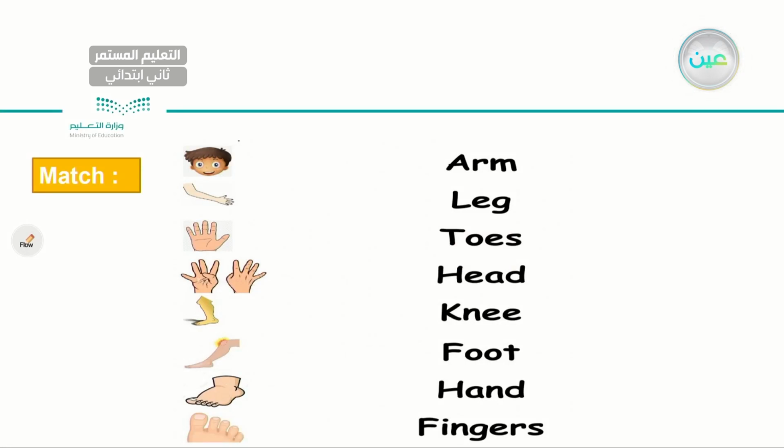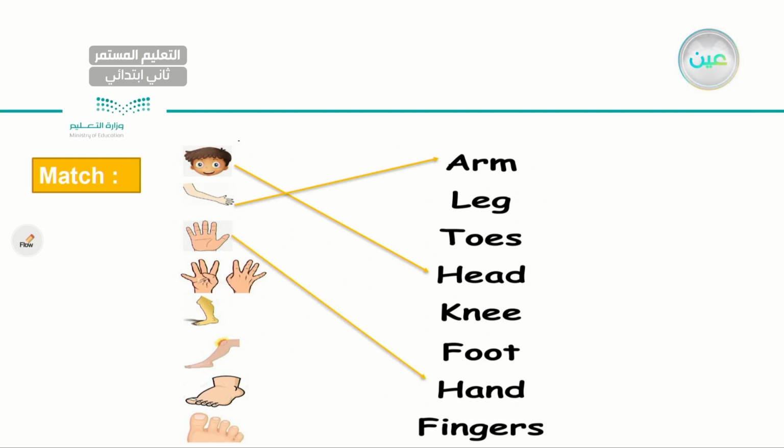Arm, leg, toes, head, knee, foot, hand and fingers. Okay, so let's start with the first picture. What do you think this body part is? It is the boy's head. Very good. It's a head. For the next one, what do you think? I have an arm. Very good. Excellent. For the next one, I have a hand.